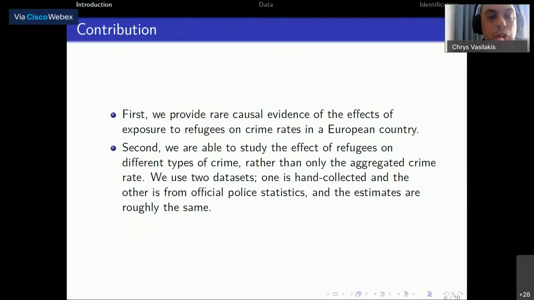First, the contribution of the paper, we consider, is that we provide very rare causal evidence of the effects of exposure to refugees on crime rates in a European country. The second one, we are able to study the effects of the refugees on different types of crimes rather than aggregated crimes. And we use two databases to show the robustness of our results, the newspaper reports that we use, and the official police statistics, and the estimates show that they are very much the same.